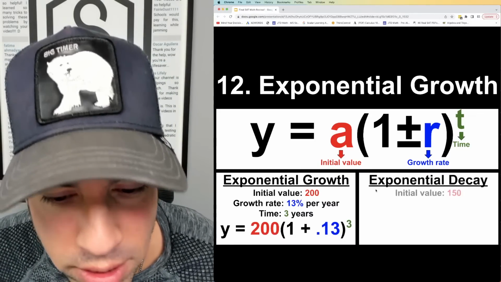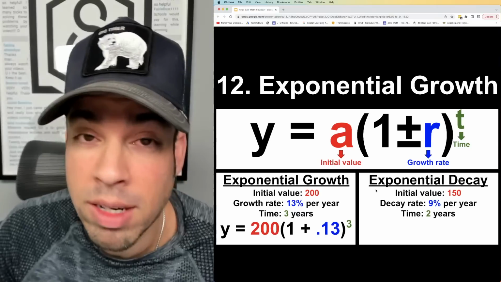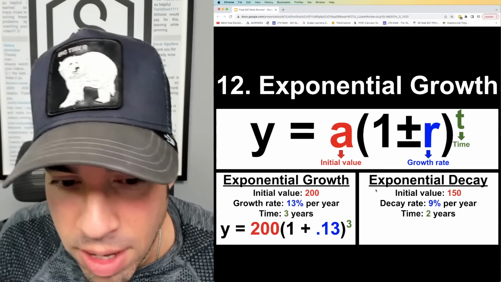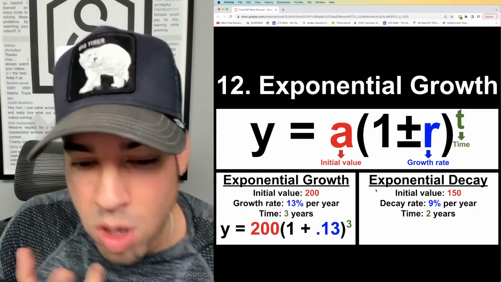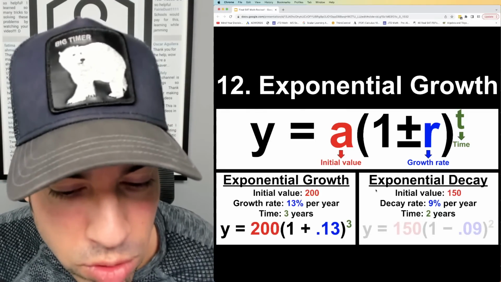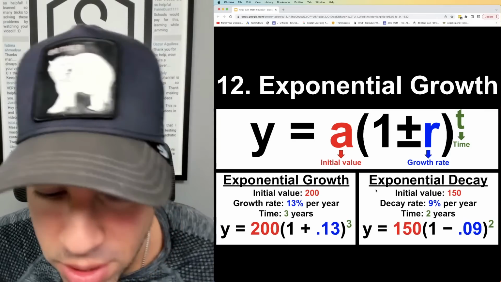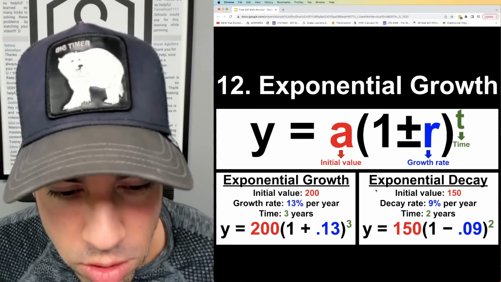And exponential decay: the initial value is 150, decay rate 9%. Now we're talking about exponential decay. We're losing value. This is where that minus would come in, right? Now it's not 1 plus 0.09, it's 1 minus 0.09 because we're losing value. And that would be it. And so again, inside what you'll see is 0.91. So anyways, there you go.